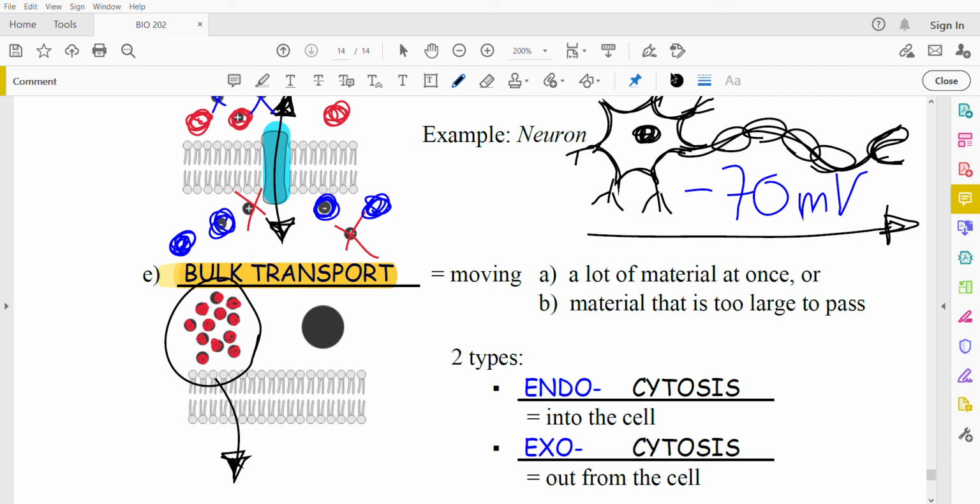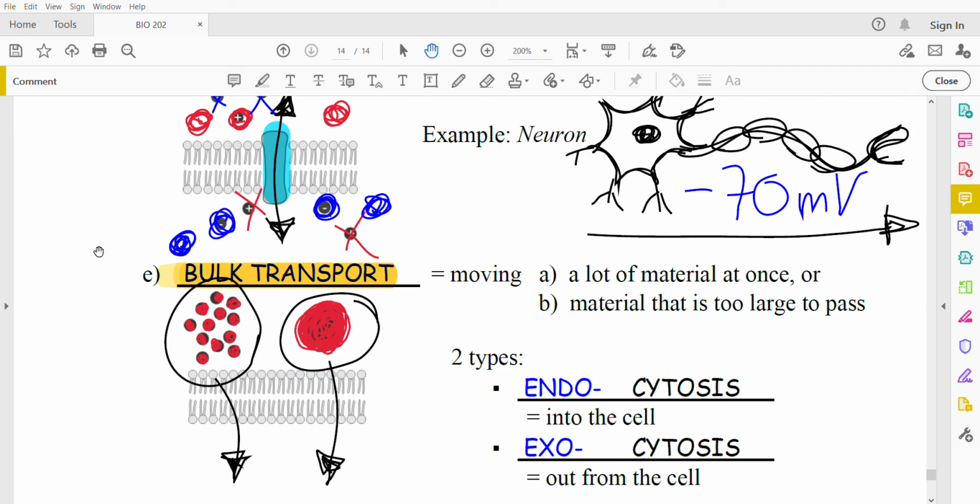The second example of bulk transport is when we have something that we want to move across, but it is physically so big that it cannot sneak through this plasma membrane, and it's also too big to travel through a protein. It's a large particle, so it's not going to be able to use either of the processes that we've seen before. So again, for transporting a large material across the membrane, we're going to need to use bulk transport.